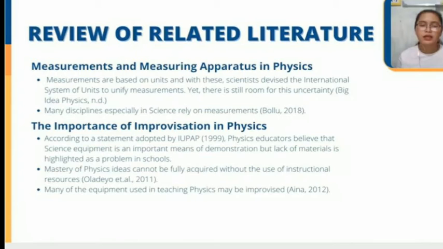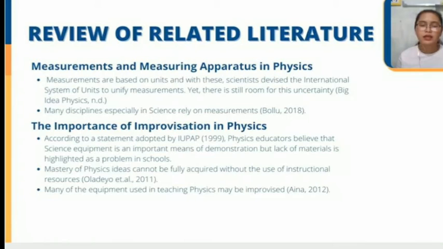Measurements and measuring apparatus in physics. Measurements are based on units, and with this, scientists devised the International System of Units to unify measurements. Yet there is still room for uncertainty. Big idea physics: many disciplines, especially in science, rely on measurements. That was according to Bulu 2018.